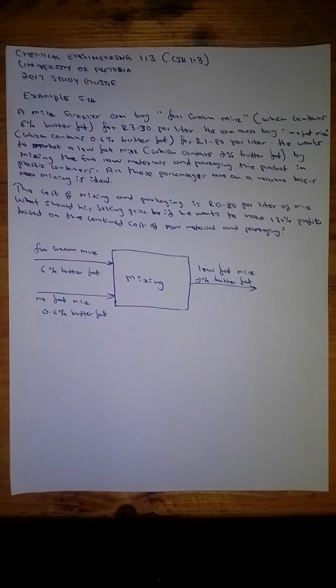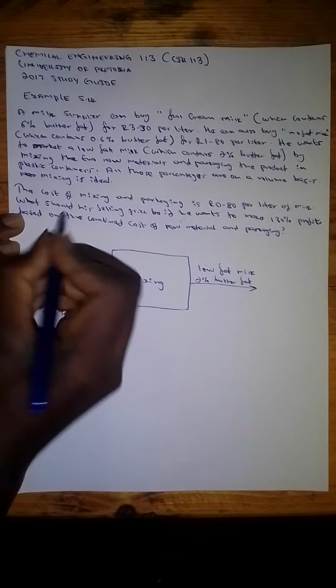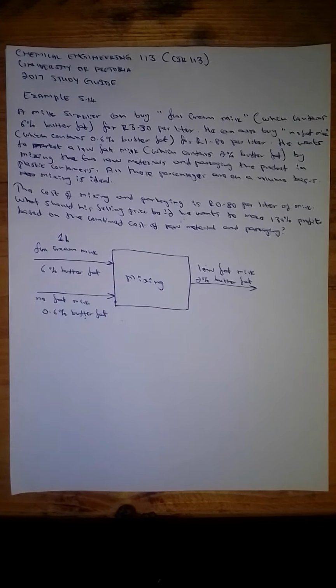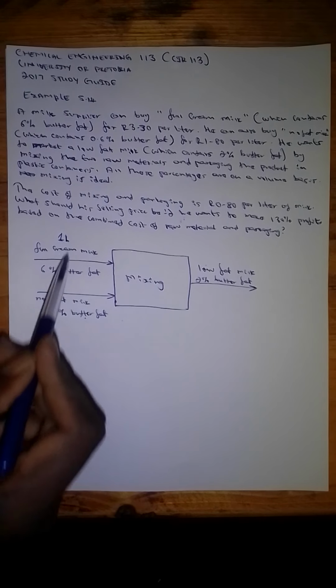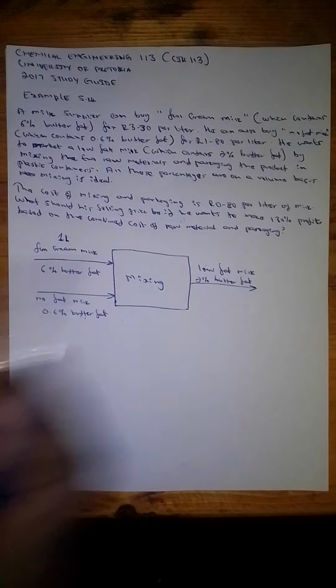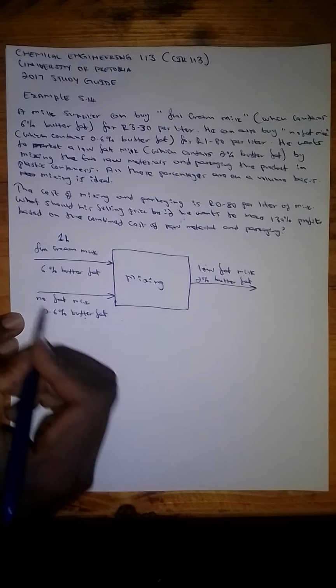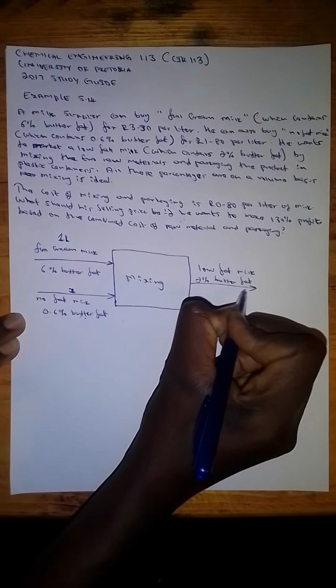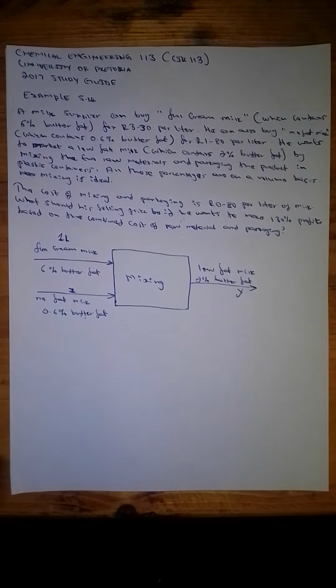The first thing to do, as usual, is to choose a basis, and it is easier to choose 1 liter of volume. So the full cream milk is 1 liter. This milk and this milk are going to mix to give us that one. We need to know how much of this, so we can define this as X and this one as Y. The no-fat milk is X and the low-fat milk is Y.